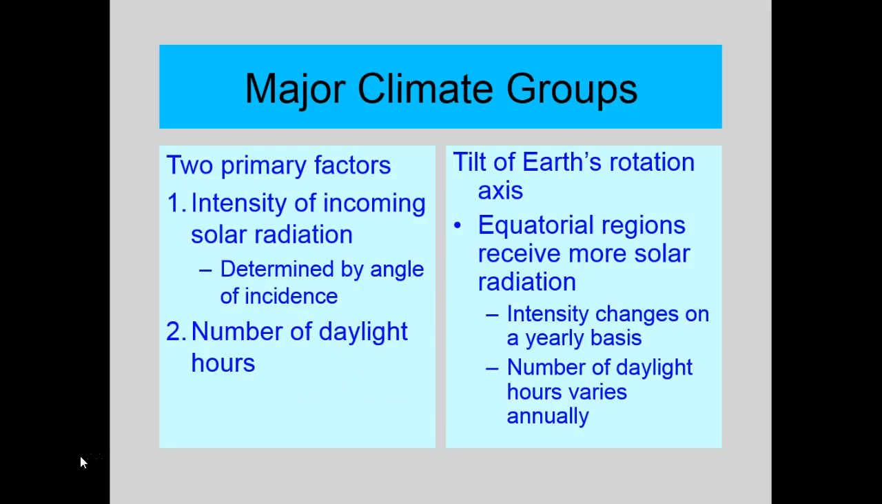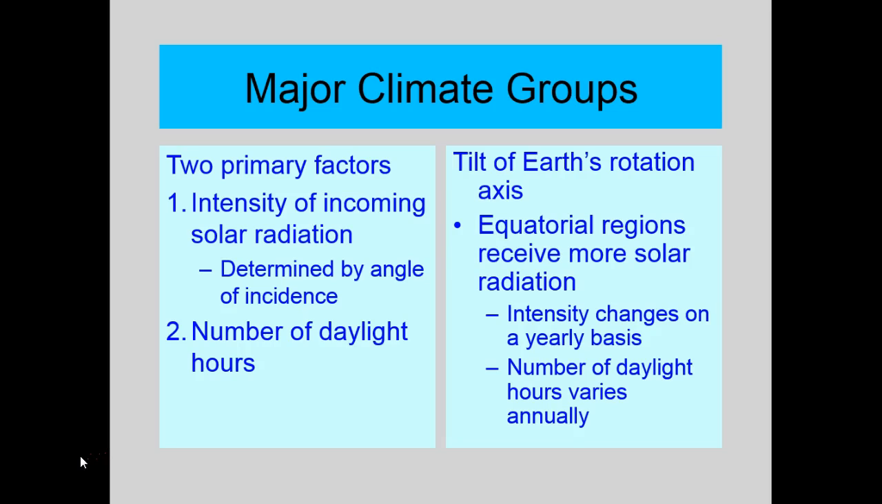Okay? Long period of climate, not just the weather today. So what are the major climate groups? Two major factors determine the major climate groups, and I think we've hit on this already. Intensity of the incoming solar radiation. Where is the solar radiation the most intense? The equator. Okay?